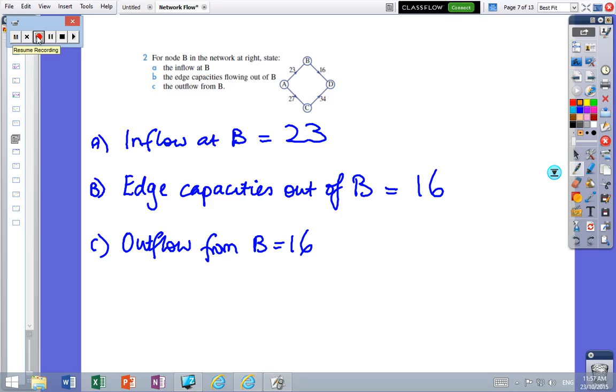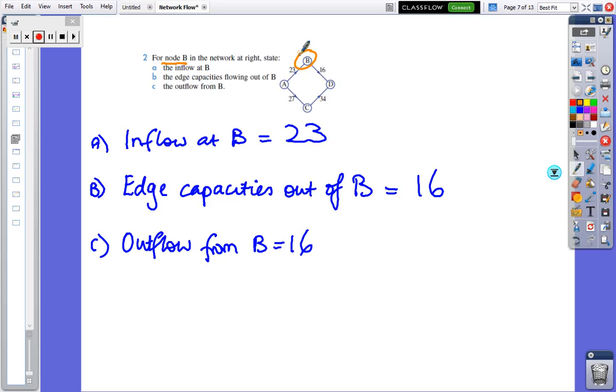So we're looking at question 2 from a later exercise that you'll be doing as well, but just to show you how straightforward they can appear to be. So for node B up here, state the inflow. So the inflow is, there's only one number going into B, so the inflow is just 23. And coming out of B, there's only one thing coming out of B, so the edge capacity out of B is 16. And the outflow from B, we've got 23 going in, but only 16 can come out, so the outflow has to be the smaller number, which is just 16.